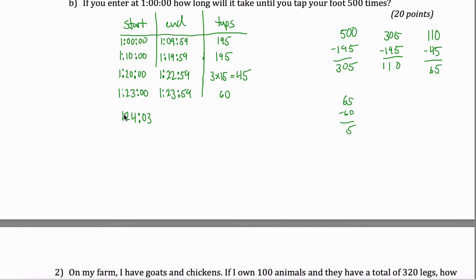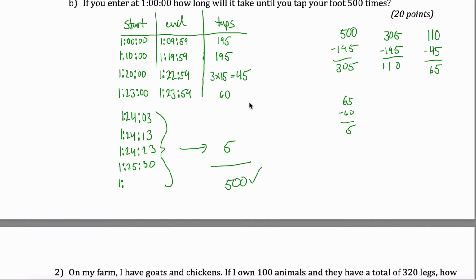There should be another colon in here. That will be one of them. 1:24:13 would be the next one. 1:24:23 would be the next one. 1:24:30 would be the next one. And I would finally get my 5th one. So maybe I'll do something like this. This gives me 5. And then if you sum all of these, you get 500: 5 plus 195 plus 195 plus 45 plus 60. So my last one here would be at 1:25:31.